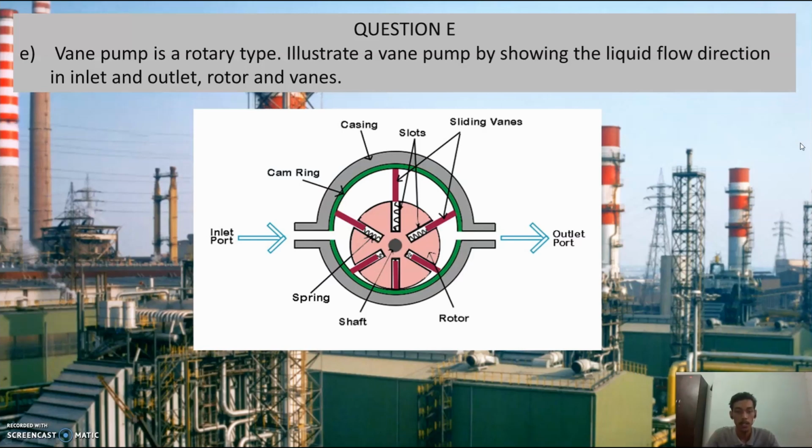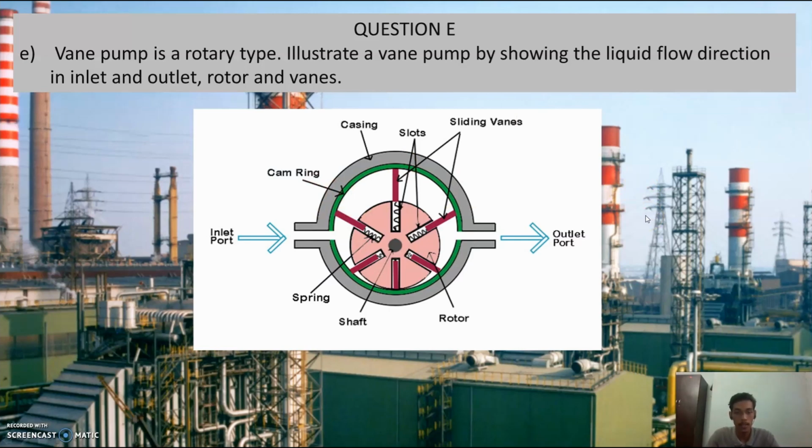Next, when the rotor rotates, the sliding vane present in the slot of the rotor experiences a centrifugal force that is directed radially outward. Due to the centrifugal force on the sliding vane, the vane moves outward and the spring connecting the rotor and the vane gets extended. Then, with the spring extended, the sliding vane establishes contact with the cam ring, which is here, and this contact is maintained as long as the rotor rotates.